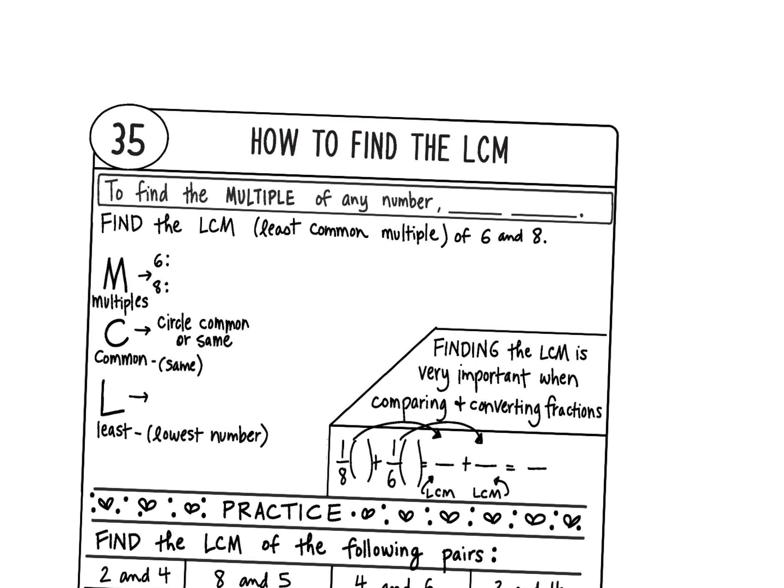LCM and GCF are super important, and that's why we're starting it before we get into fractions, because LCM is going to help us when we start adding and subtracting fractions with unlike denominators. The main thing you have to do when you're adding and subtracting fractions with unlike denominators is first make the denominators the same. And the way we do that is by using the LCM.